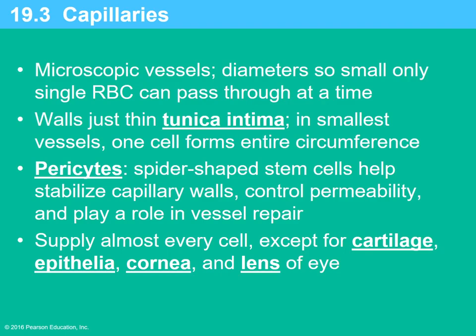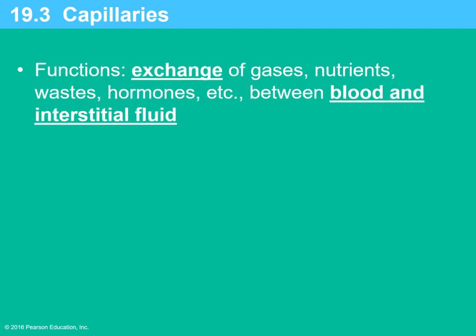They are going to be supplying every cell with, like I said, the gas and the nutrients, and then removing the waste products. So capillaries are found everywhere in all the tissues except in cartilage, the epithelium, the cornea, and the lens of the eye. Those are the four places where you do not have capillaries. As I said, the function of them is for that exchange to occur.